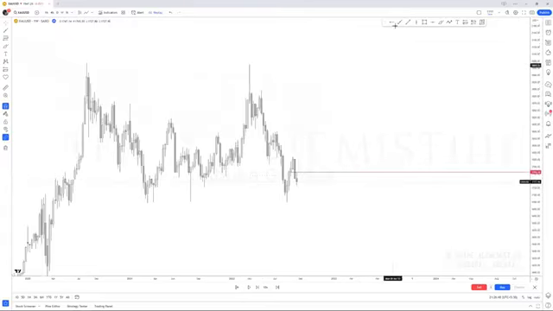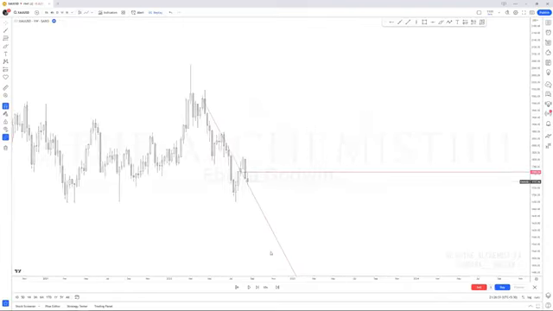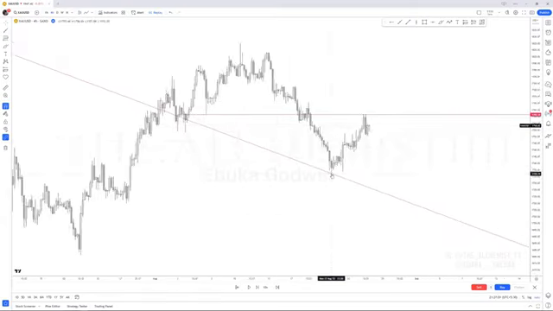Okay, look at this. What's that? A break and retest, right? A break and retest trend line. And if you go to H4, see that? Where did the buy come from? Trend line. Okay, from the trend line.